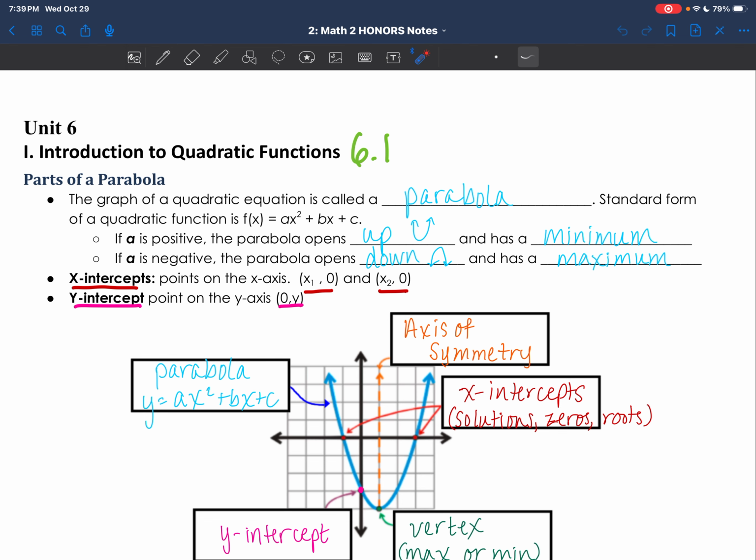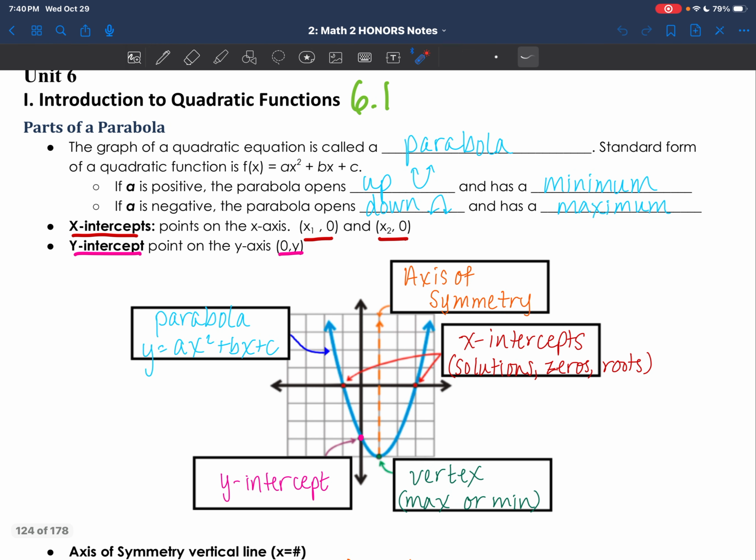Of this, if a is positive, the parabola opens up, meaning it looks like that, and it has a minimum. If a is negative, the parabola opens down, which means it points downwards like that, and it has a maximum. So if you're looking here, this whole thing is called a parabola, and standard form is y, or you can put f of x, both are the same. Y or f of x is ax squared plus bx plus c.